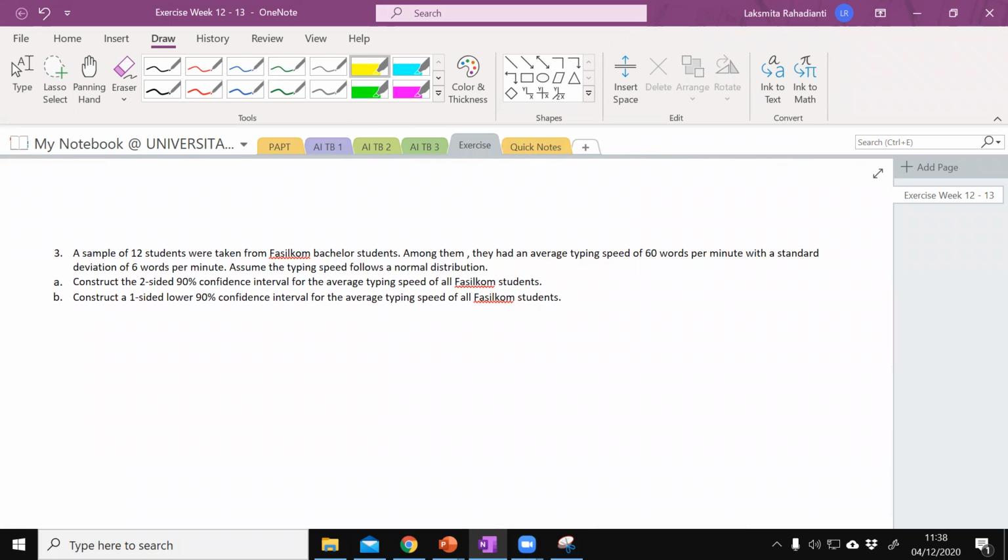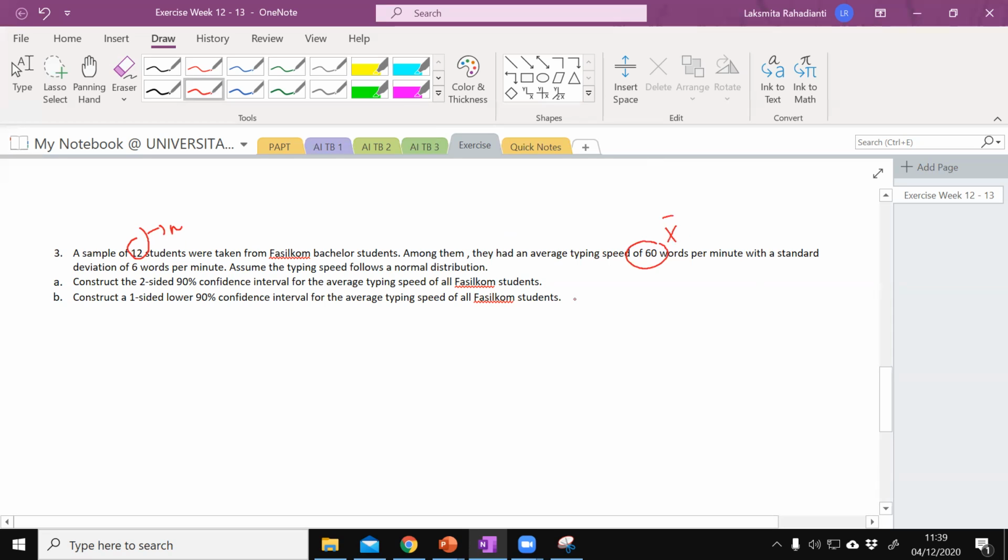Okay, following this, we have a similar problem of constructing a confidence interval, but this time we have different values. So this is following the same procedure. What we're going to do here first is to figure out what information we do know. So this is my sample, I know this is my n. And among the sample, we have an average typing speed of 60 words per minute.